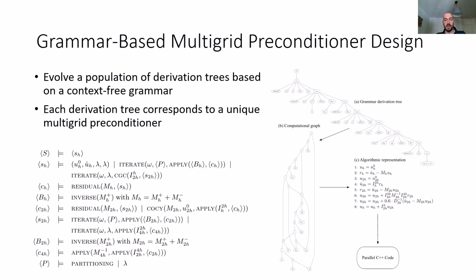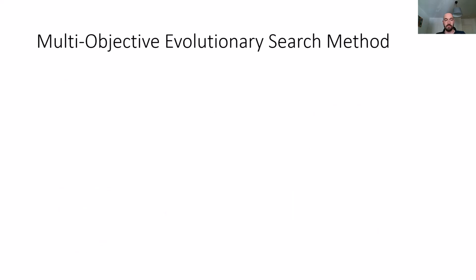First, we can transform our derivation tree to a computational graph, which consists of all the computational patterns in the multigrid preconditioner. In the second step, this can be translated to an algorithmic representation, which can finally be compiled using code generation techniques to parallel C++ code, which we can then run on an actual problem to evaluate each preconditioner or even solve a real-world application.